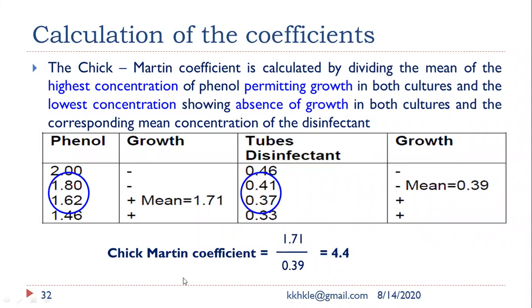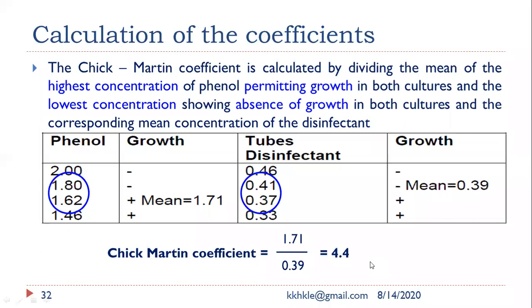So how will you calculate the Chick-Martin coefficient? The Chick-Martin coefficient is equal to the mean concentration of the phenol divided by the mean concentration of the test disinfectant. So 1.71 divided by 0.39 gives you 4.4. So the phenol coefficient by using the Chick-Martin test is 4.4. This is how the phenol coefficient is calculated by using the Chick-Martin test. Now tell me, is it clear? Can you repeat once again, sir? This calculation of coefficients. Which one?